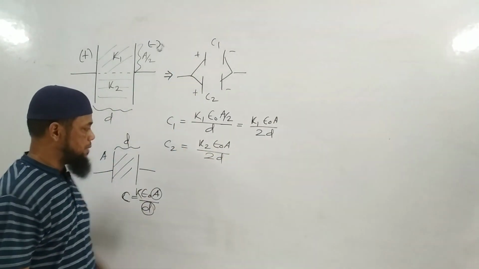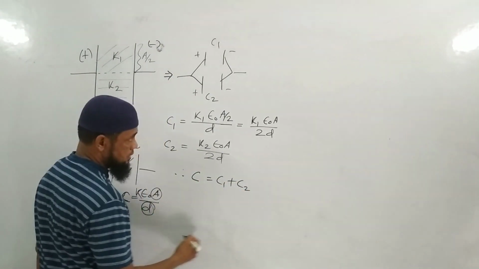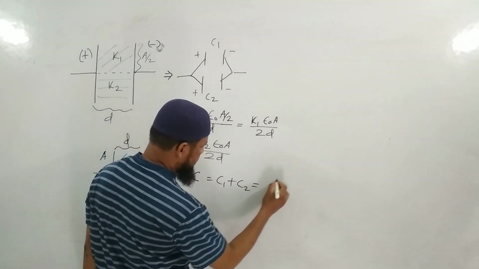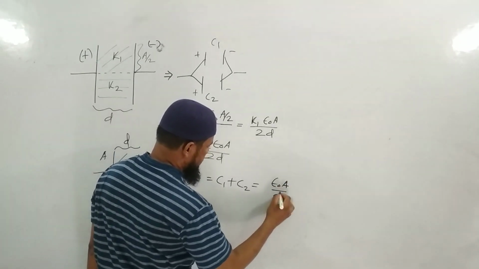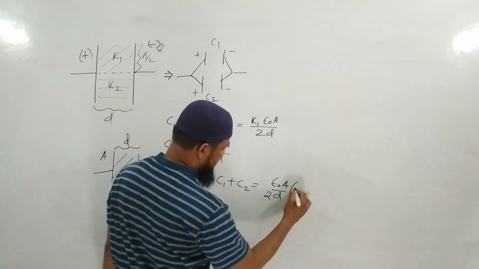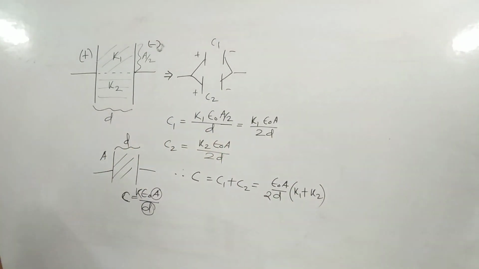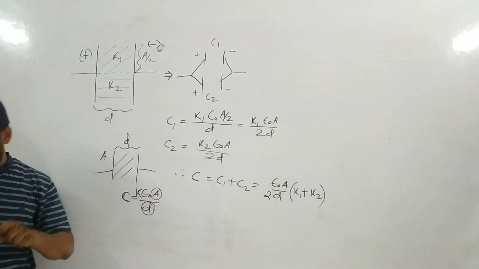Since they are connected in parallel, therefore equivalent capacitance will become how much? C1 plus C2. So what will be taken common? Epsilon naught A divided by twice D is common. Within bracket how much will remain? K1 plus K2. This is what happens in this type of situation.